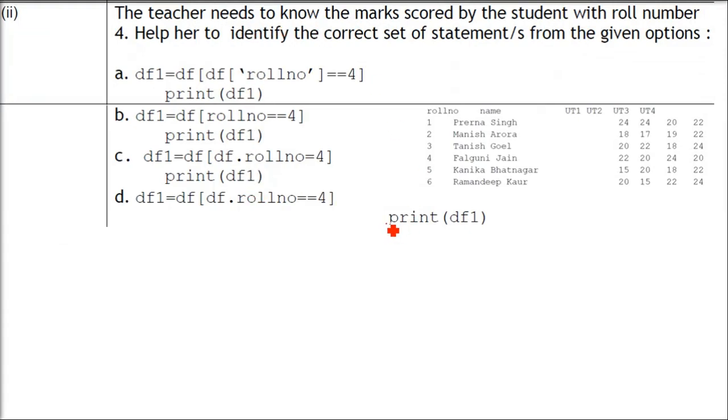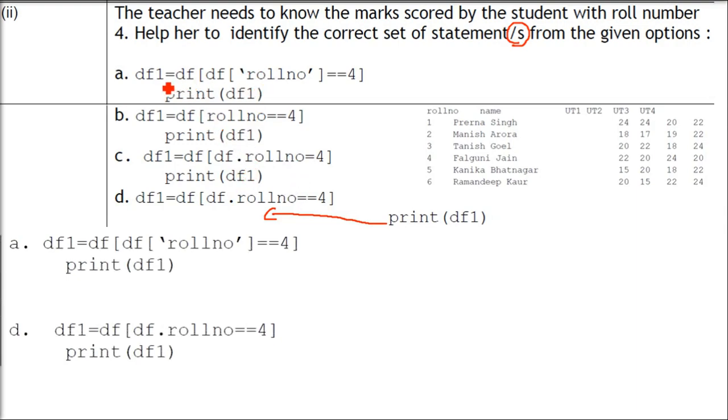The teacher needs to know the marks scored by the student with roll number 4, that is Falguni Jain. Help her to identify the correct statement or statements from the given options. So let us see what the correct answer will be. The answer can be 1 or more than 1. Here, A and D are correct.